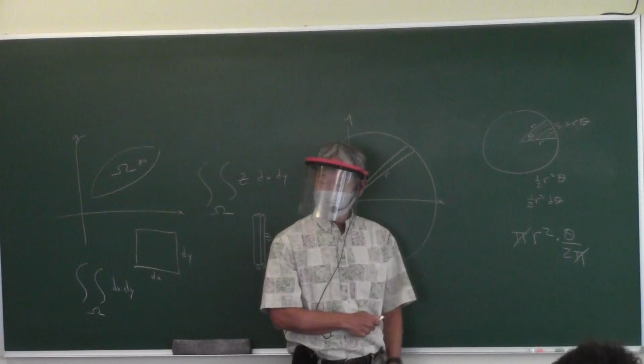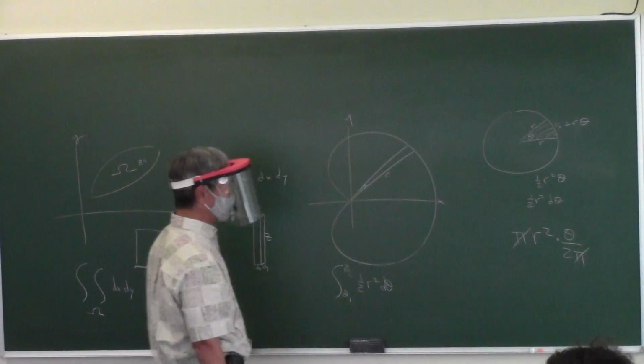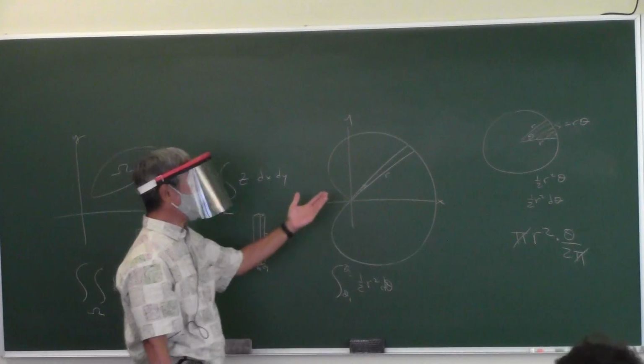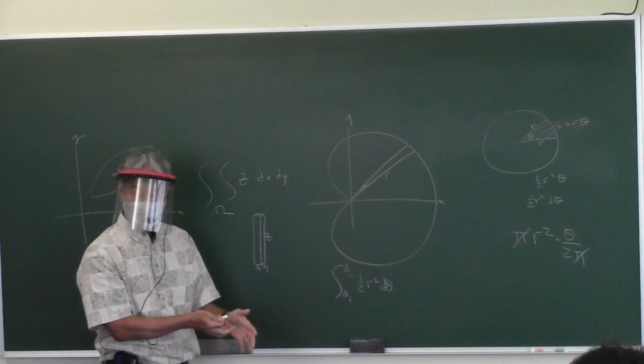That didn't come up on the worksheet? It did. Yes, it did. But like I said, if the angle is infinitesimally small, then it's 1/2 r squared d theta.